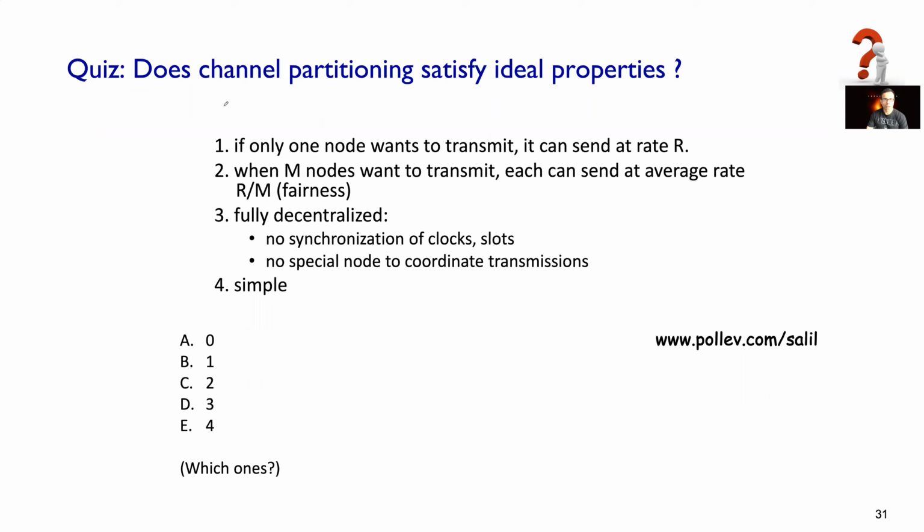Remember the general case, right? We could have n nodes on the channel and m could be less than or equal to n when we say m nodes. So we are not assuming m is always n, okay? M can be less than n.